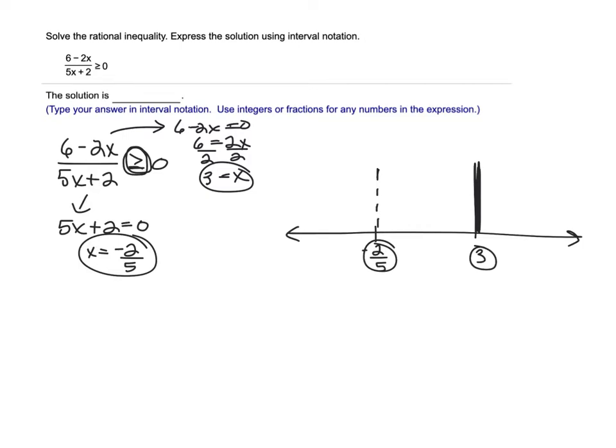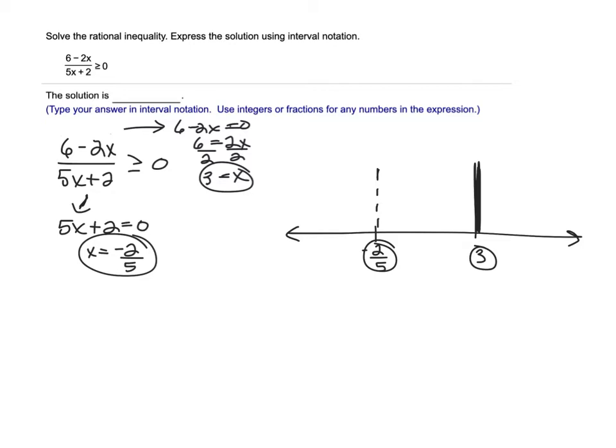The reason is negative 2/5 is the number that, when it plugs into my rational function, makes the denominator 0. And we know that the denominator of a fraction can never, ever, ever be 0. So negative 2/5 can never, ever be a part of the solution. So I cleaned this up a little bit, and we have everything set up. Now we're ready to look at our number line.